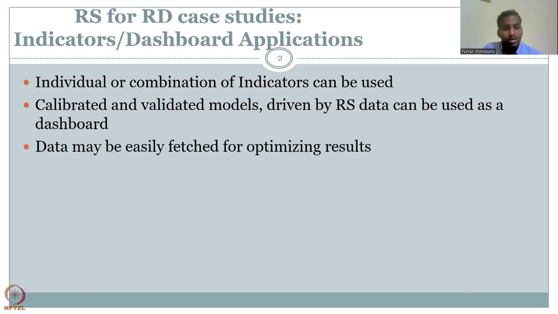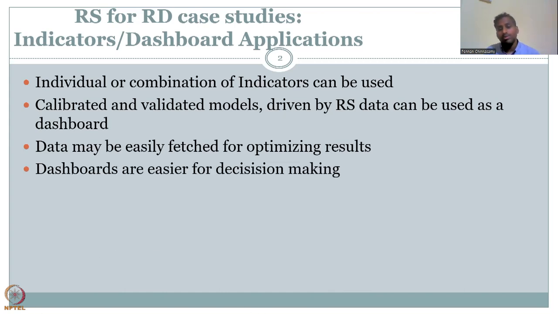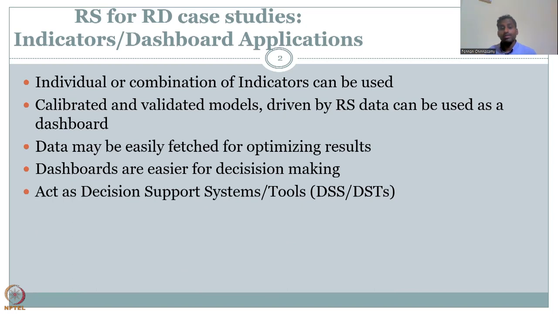So let's look at the other benefits. Data may be easily fetched by optimizing the results. So instead of looking at the generic data set, you can optimize the results by using different data sets and your own data set in some instances, and then put it into the mapping. Dashboards are easier for decision making, and that is why they are called a decision support system, DSS, or a decision support tool, DST. And these are very important because, as I said, the policymakers may not be learning all these techniques and what remote sensing is, but definitely they'll know what it means on the ground. So by clicking different buttons and figures, you will be able to get that support through the dashboard.